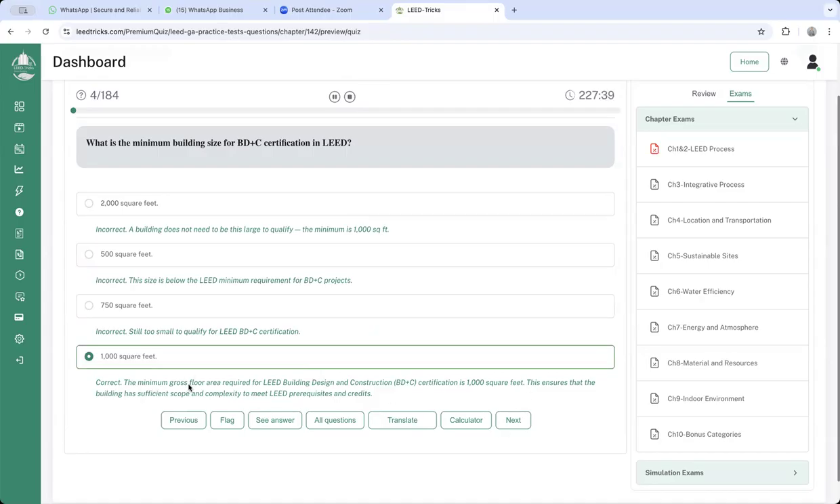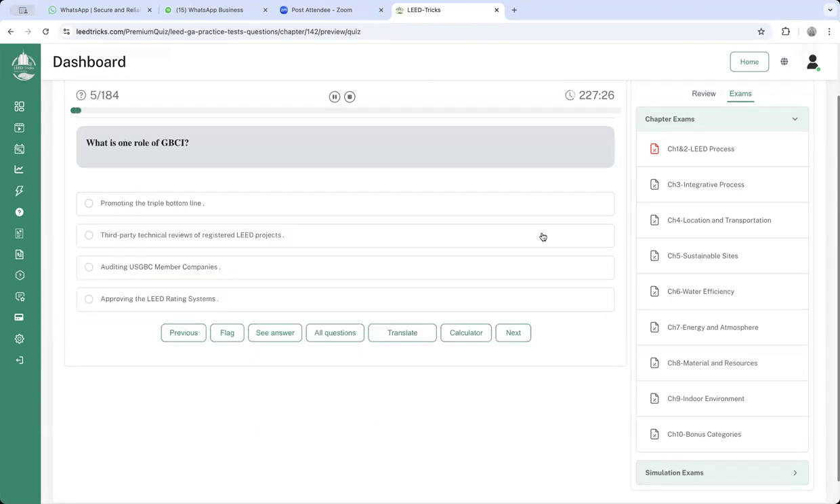Easy? Yes, this is the minimum gross floor area for LEED building design and construction. Of course, if you don't know what building design and construction is, you will know during the course. But if you are taking the course already, then this is the question.